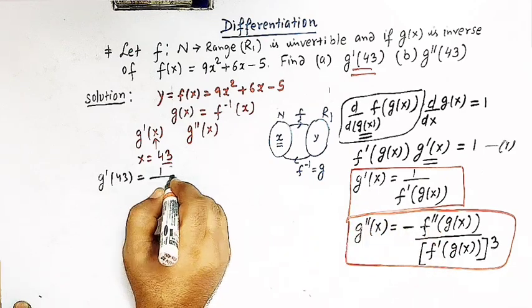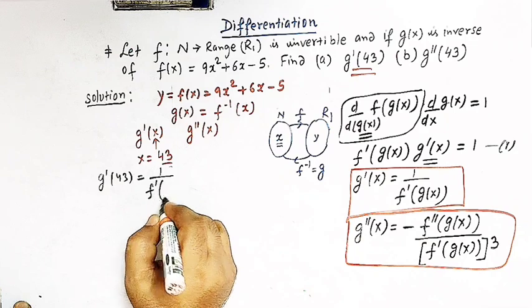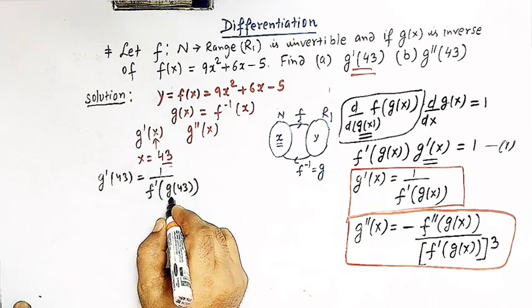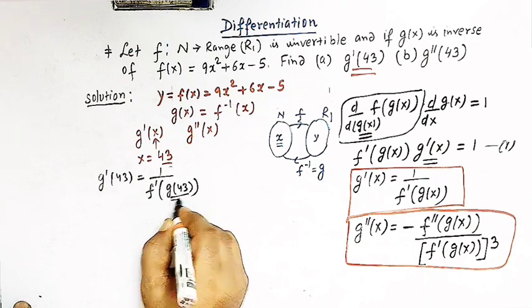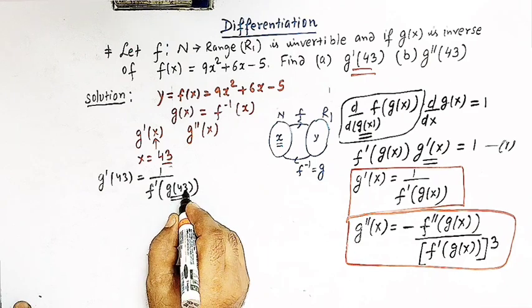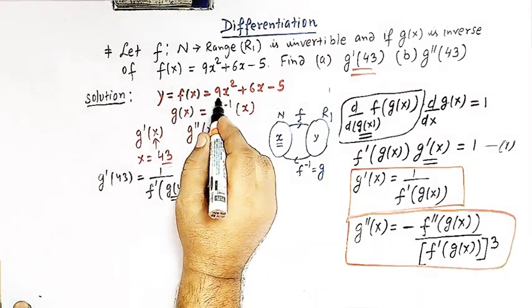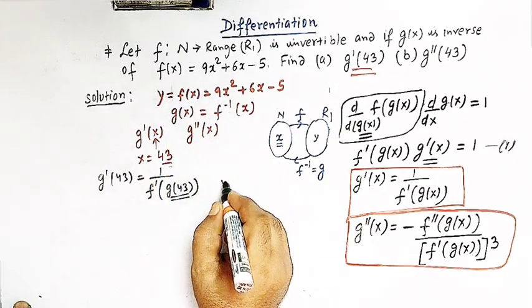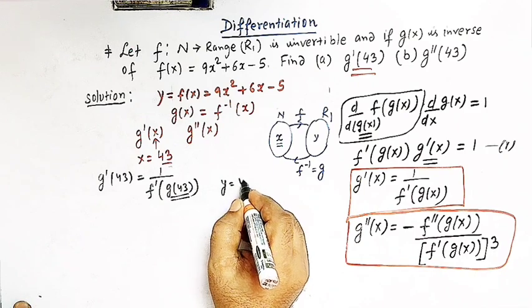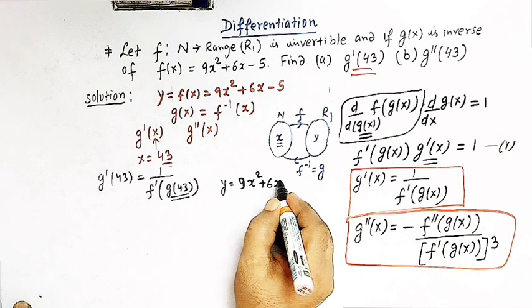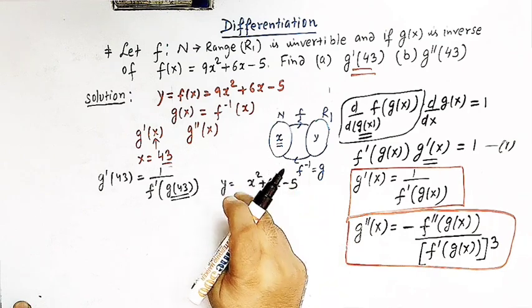So we have 1 over f prime of g of 43, right? So now we have to find out the value of g of 43. For this, we will make use of the function. So we have y is equal to 9x² + 6x − 5, right?